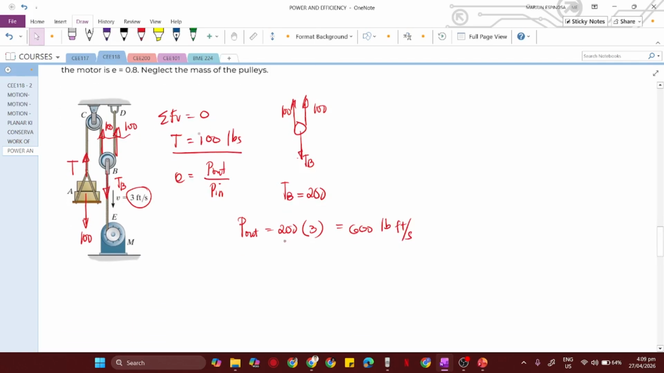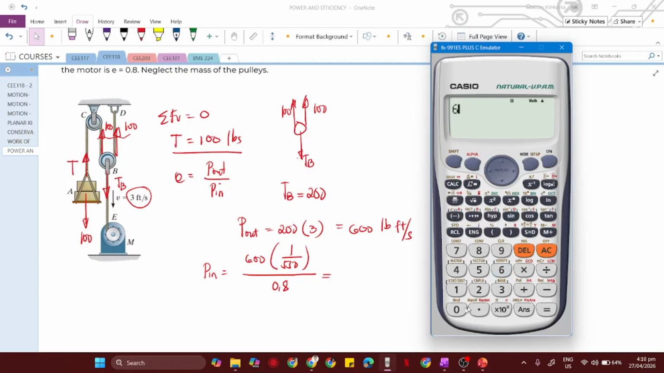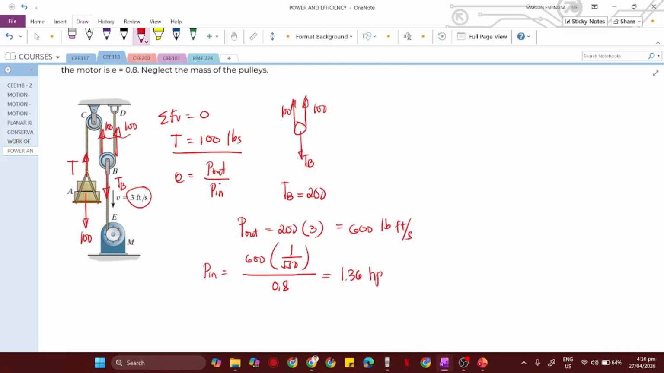Therefore, for P in, that is your power supply, no? Sa motor, that is 600. Diba? Kung gagawin natin tong HP, we will be dividing it by 550. Or we will multiply 1 over 550. And divide it by the efficiency, which is 0.8. Okay, kindly give me the value of this one. 600 divide 550 times 0.8. You would get 1.36 HP. So that is 1.36 HP.